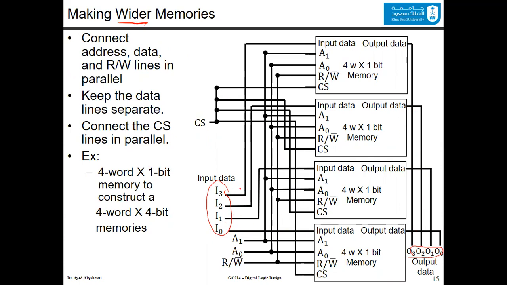For the chip select, we connect it to every one, or all of them will be connected to the same chip select. So in summary, we connected address, data, and the read and write lines in parallel. We keep the data lines separate. We connect the chip select line also in parallel to make the memory wider from 1 bit to 4 bit, as you can see in this example.